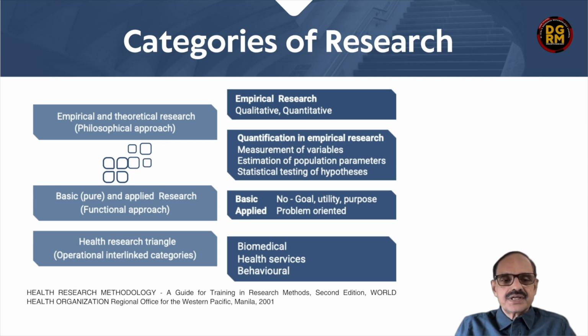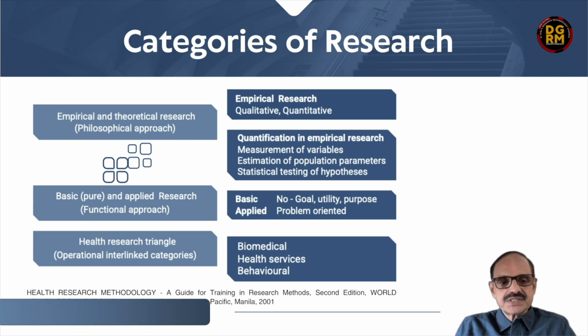Another category is based on functional approach, that is basic and applied research, or pure and applied research. In basic research, there is no goal, utility, or purpose, but the applied research is problem oriented. The goal sometimes can be achieved or may not be, but the objective, being problem oriented, you should achieve. So that is the basic difference. In the health research triangle, whether it is empirical research or theoretical research, basic research or applied research, all will come under the health research triangle.